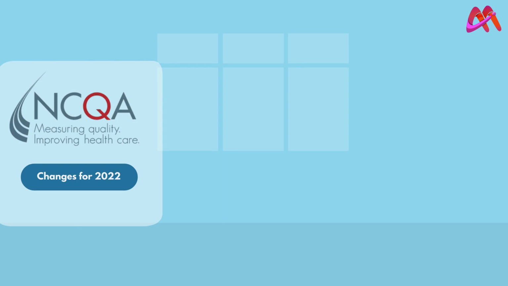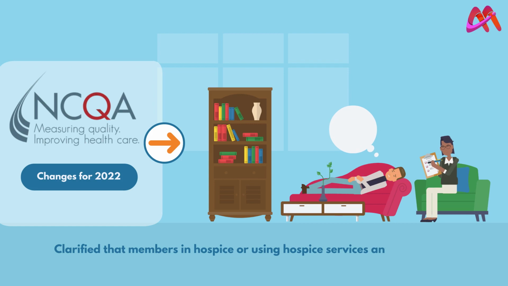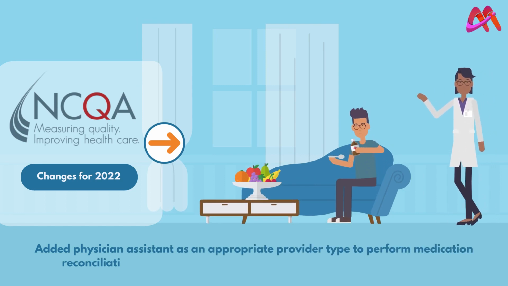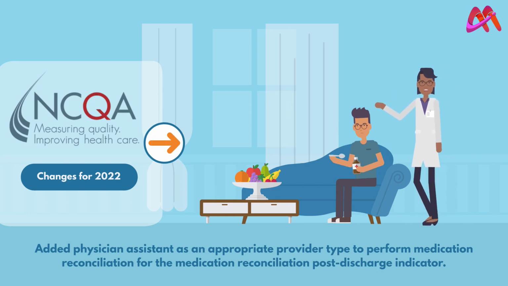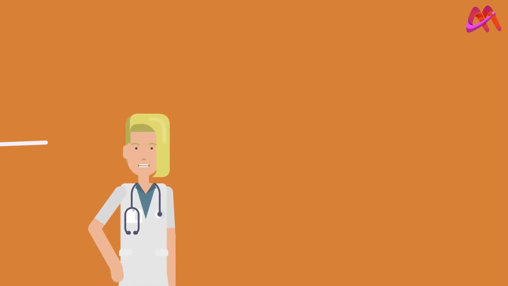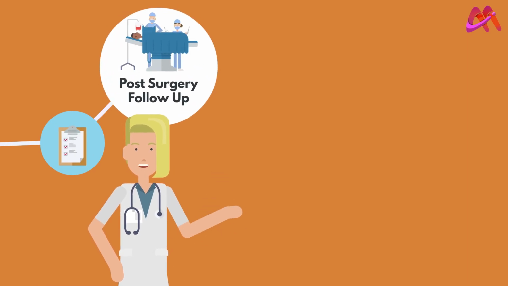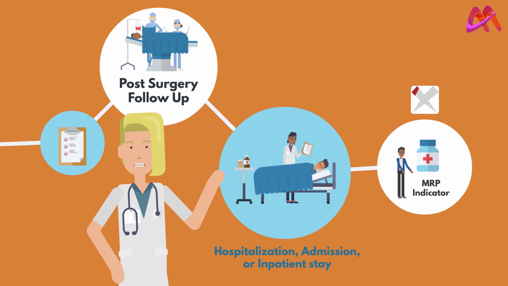Oh yeah, in the changes for 2022, NCQA clarified that members in hospice or using hospice services any time during the measurement year require exclusion. Added physician assistant as an appropriate provider type to perform medication reconciliation for the medication reconciliation post-discharge indicator. Clarified in the notes that documentation of post-surgery follow-up without a reference to hospitalization, admission, or inpatient stay does not meet the criteria for the 5th bullet of the MRP indicator.